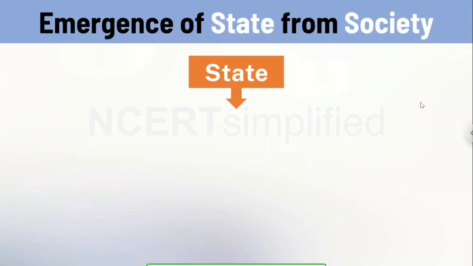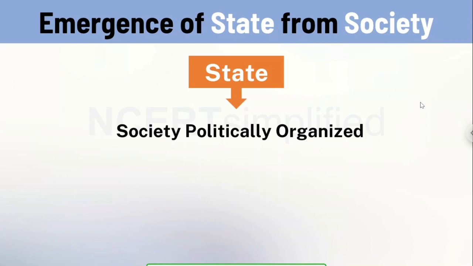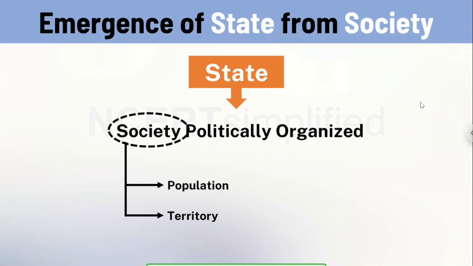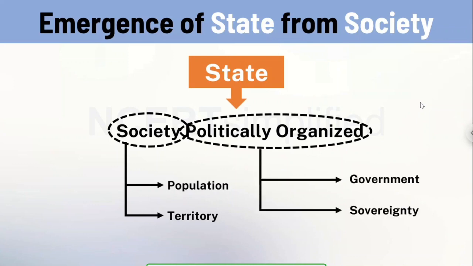Now, we know that a state has four elements: population, territory, government, and sovereignty, right? State is often referred to as society which is politically organized. We can say that this phrase is a correct definition for a state, as the word society, as we know, refers to the population of the territory where society actually exists, and the word politically organized refers to the government which has sovereign power, right? So when we consider state as a society politically organized, a thought arises, which is, how does a state emerge from a society? Or how does a society establish the idea of a state, right?